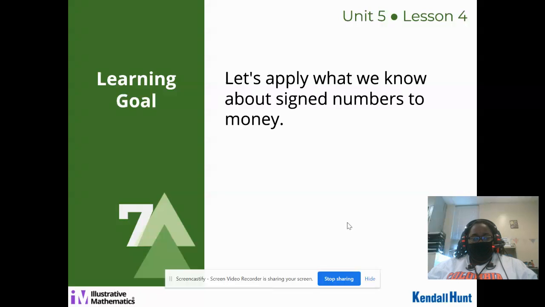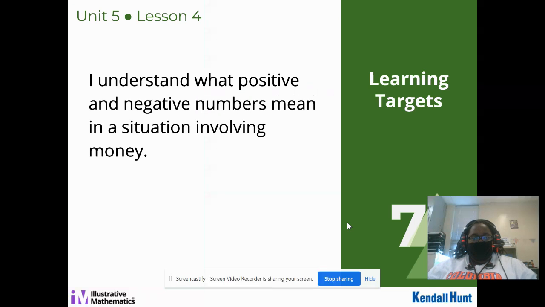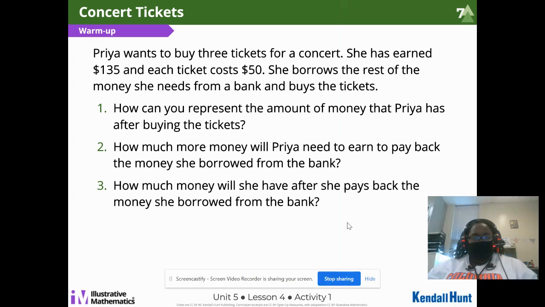The learning goal for this lesson is let's apply what we know about signed numbers to money. And then the learning target is I understand what positive and negative numbers mean in a situation involving money. So this is your warm up for lesson four.